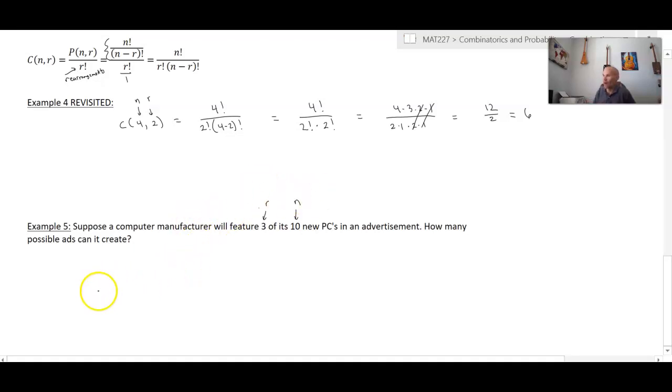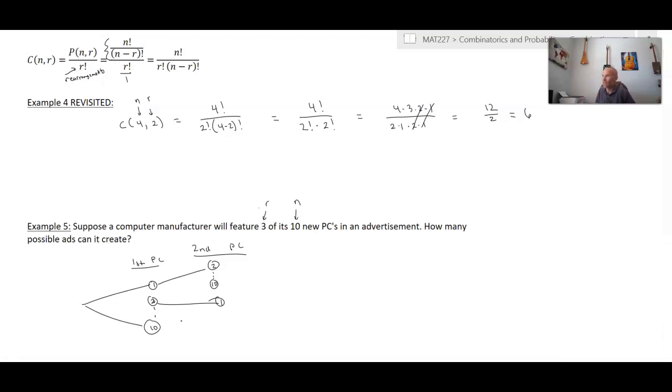So I could kind of draw out a tree diagram again. So the first PC that gets featured could be any one of the 10. And like I had said previously, the goal here is not to list them all out, but we just want to get a visualization of what we're doing. And we could advertise PC 2 through 10. But keep in mind that 1, 2, and down here, we'd also have 2 and 1. We don't want to count those as distinct possibilities because in the end, both 1 and 2 are getting advertised.